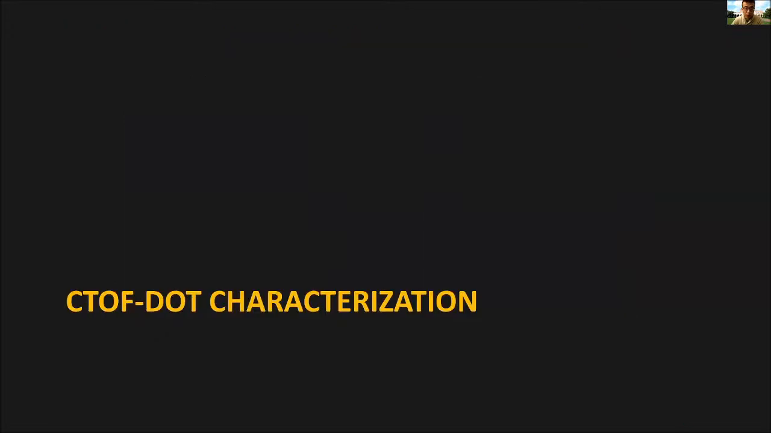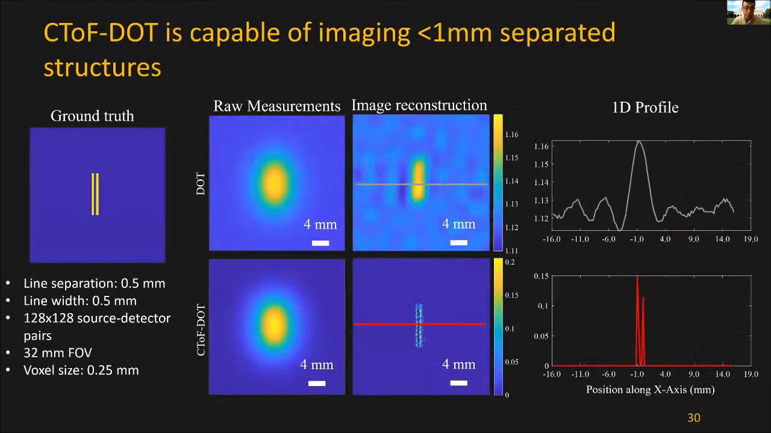Now that we've gone over our approach, we next want to show some of our results. We start with a performance characterization that we carried out in simulation. Here we show a resolution test. Our scene is 2 lines of 0.5 millimeter thickness separated by 0.5 millimeters.